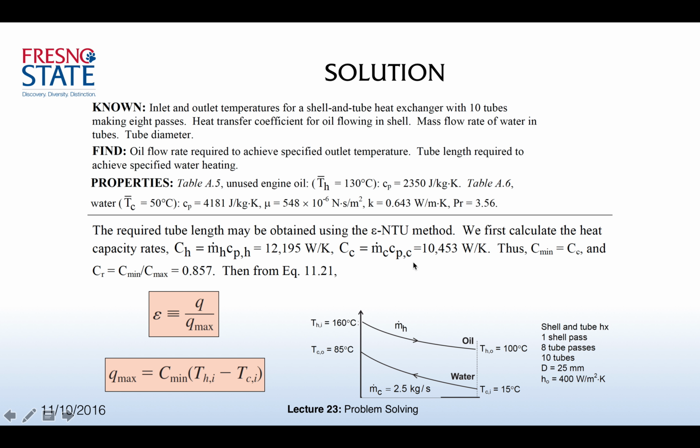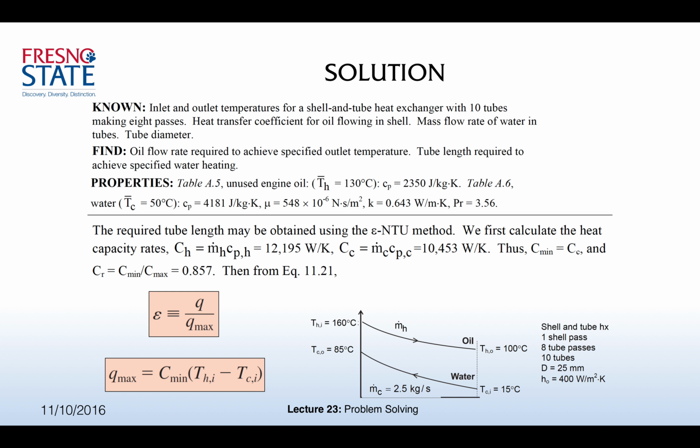We have 2.5 multiplied by Cp cold, which is 4,181, that's for the water, and therefore our C cold is 10,453, and therefore C cold is C minimum. That's the minimum of the two. So water is the fluid that has the minimum heat capacity. Also, Cr, which is the heat capacity ratio, is the ratio between C minimum and C maximum, or 10,453 divided by 12,195, and therefore this ratio becomes 0.857. Remember, we use the Cr a lot in the expressions that relate epsilon to NTU.